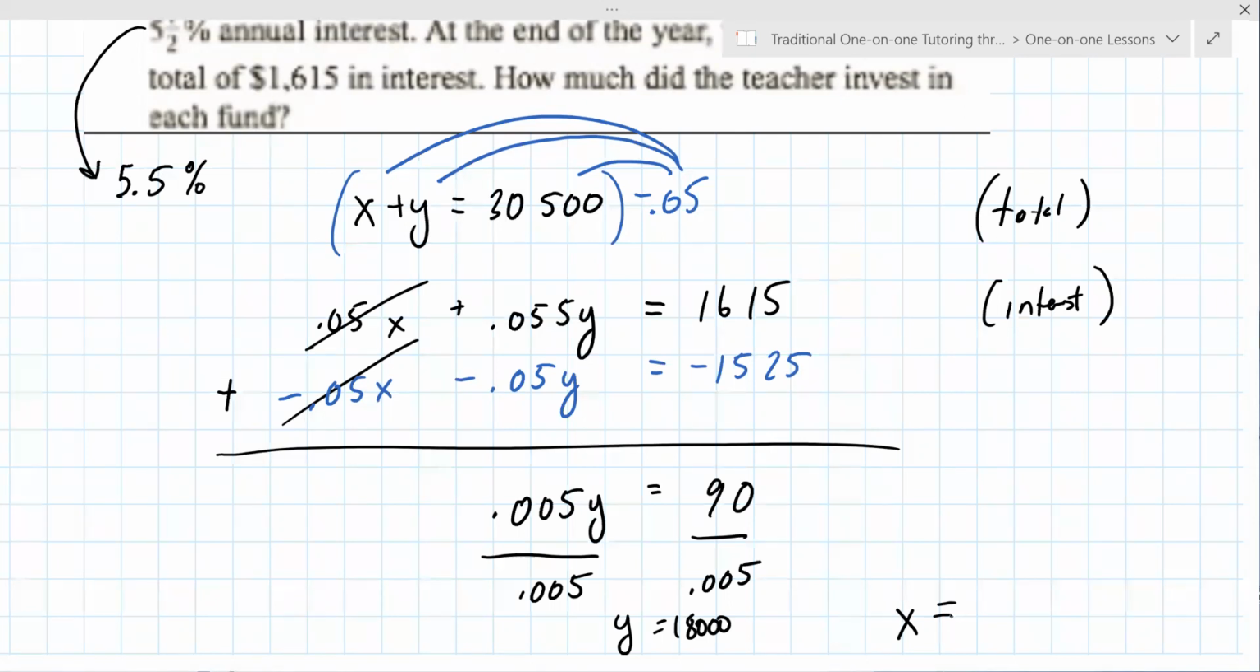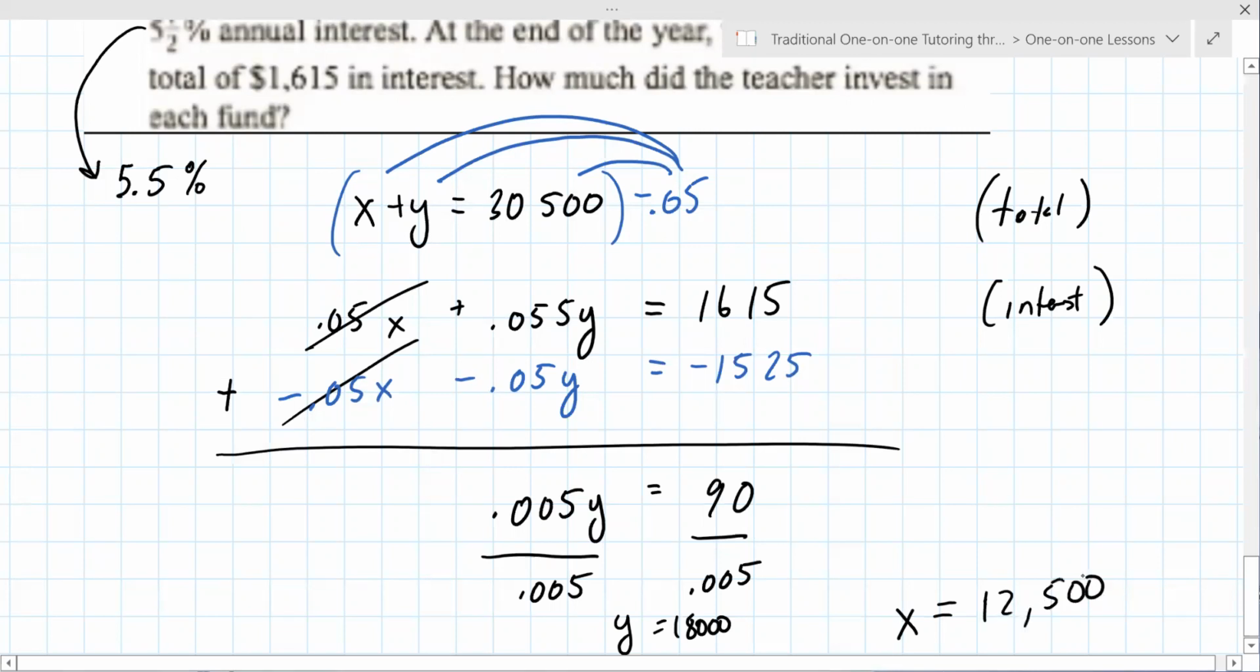X equals 12,500. You got it. Nice. Really, really good here. So we still got 43, 45, and 46. Is that right? Yes. Okay.